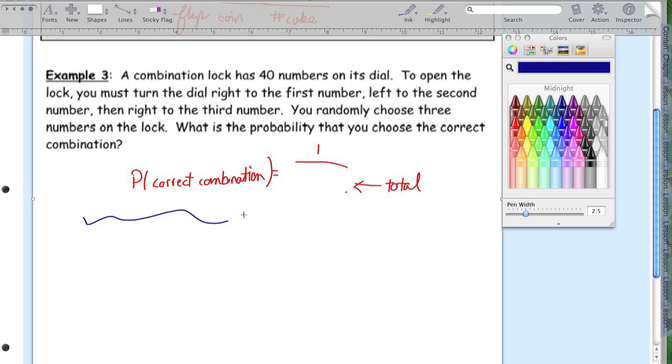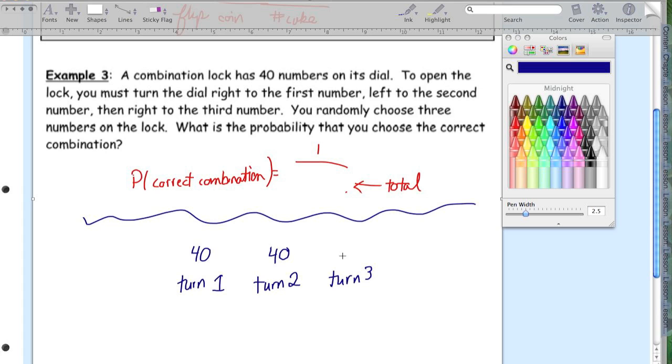So let's go to work. Counting principle, we need to figure out our 3 events. That's turn 1, whatever number that would be. Turn 2 is our second event, whatever number that is. And turn 3 is our third event, whatever number that is. So for turn 1, there are 40 options. Turn 2, it never says that numbers can't be repeated, so we still have 40 options. In turn 3, again, 40 options.